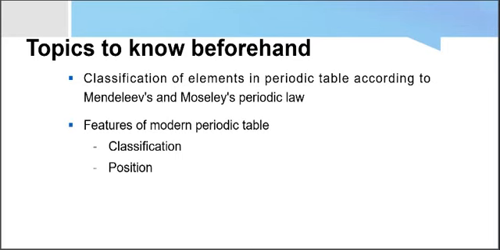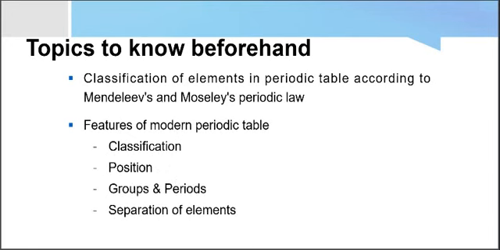You also need to know the features of the modern periodic table, the classification, how elements are classified, position of various elements in the periodic table, number of groups, number of periods, how are they formed, how the elements are separated, how transition elements are separated from metals, non-metals, and how various properties change in the periodic table.